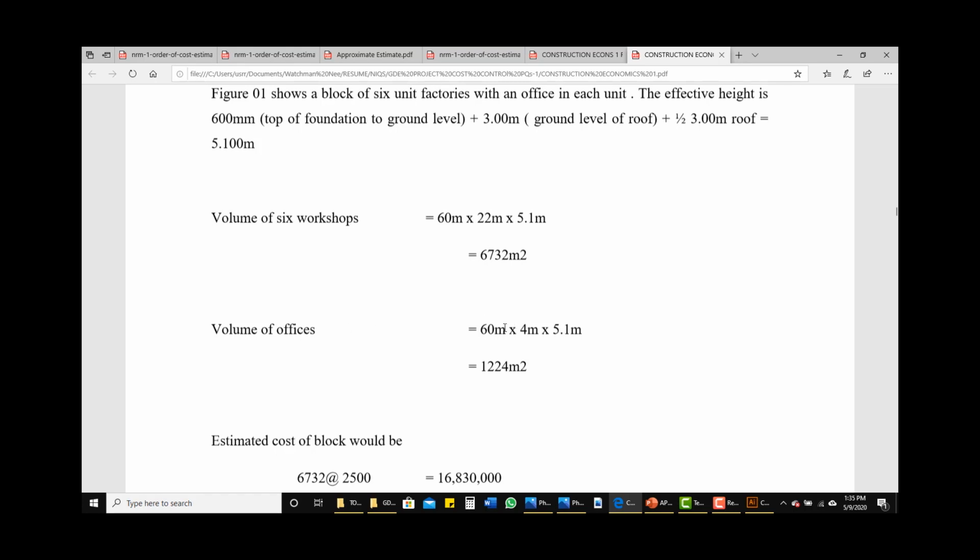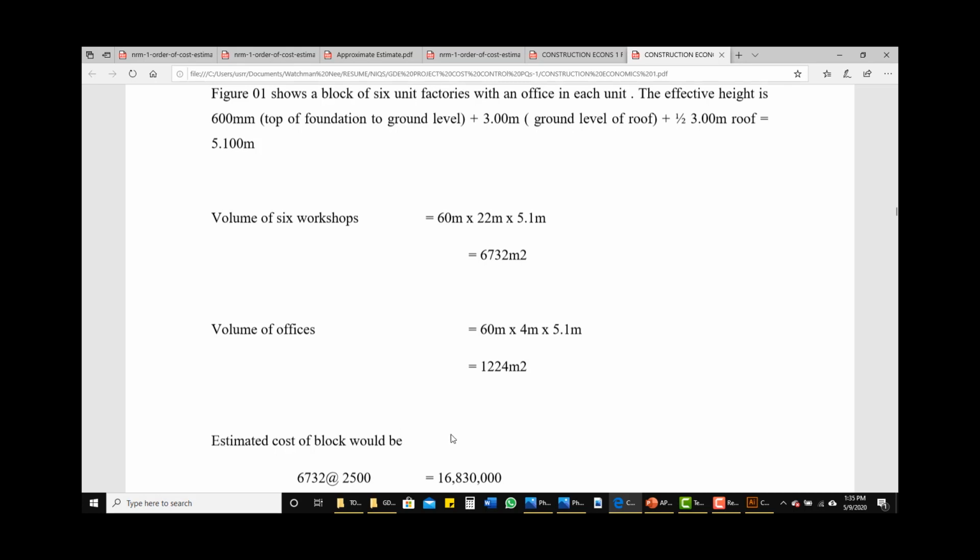So we have 60 meter for the same thing, because the workshop and the offices have the same length. Then multiply by 4 meter, which is the breadth of the offices. Then multiply by 5.1 meter, which is the height of the building. Then that one also gave us 1,224 cubic meter. Don't mind, it's a mistake here, cubic meter and not square meter.